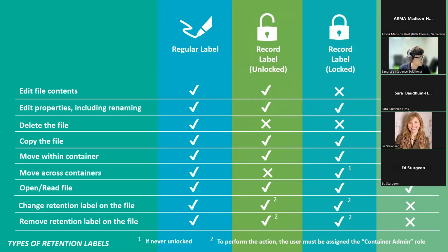As for the regulatory record label, which is the far right one here, basically it restricts almost everything except for copy and moving within the container, but not across containers. So you cannot move it across sites, and you can view it. But that's about it. You cannot change the retention labels or remove the retention label on it. And it is going to be there for the remainder of its document lifecycle.